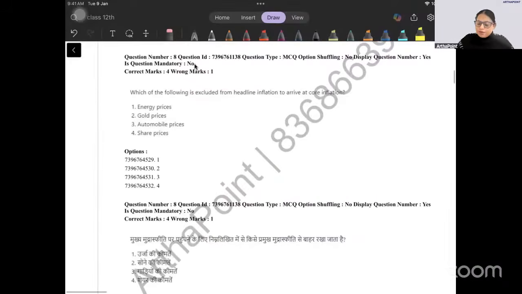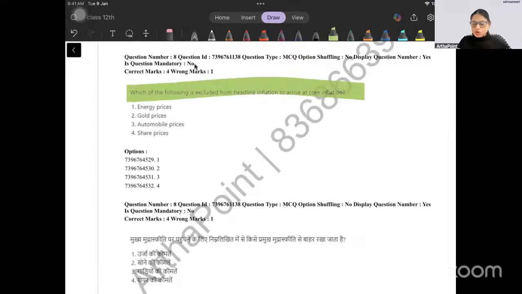Which of the following is excluded from headline inflation to arrive at core inflation? Okay, all of you are correct. That is the correct answer. Answer will be 1.